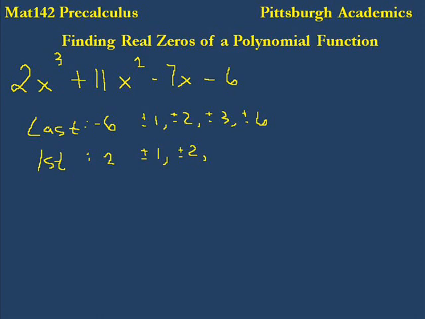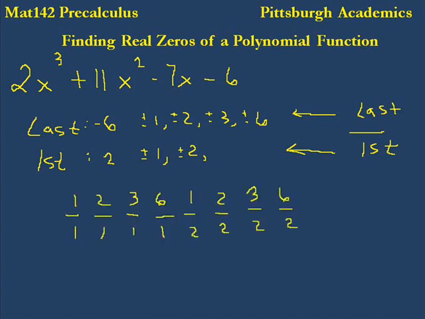Once you have that, you're going to divide the last factors, the top factors, by the first factors. So you're going to do 1/1, 2/1, 3/1, 6/1, and then 1/2, 2/2, 3/2, and 6/2. Remember that all of them are plus or minus, so you have to do all the combinations of that also.